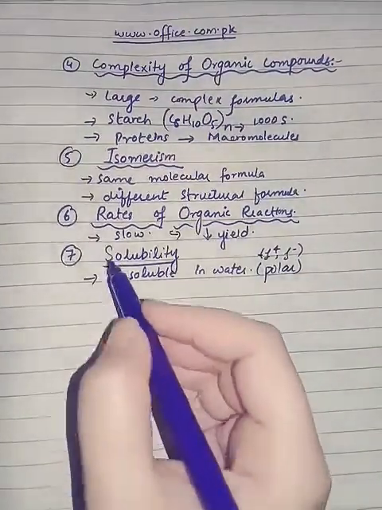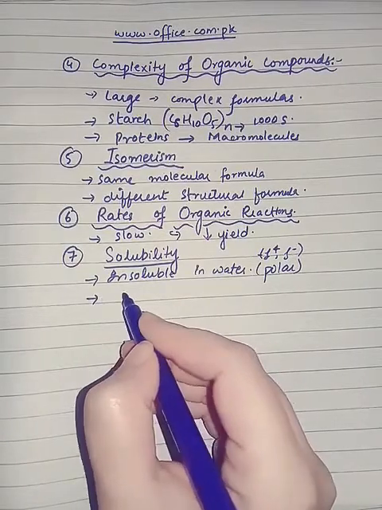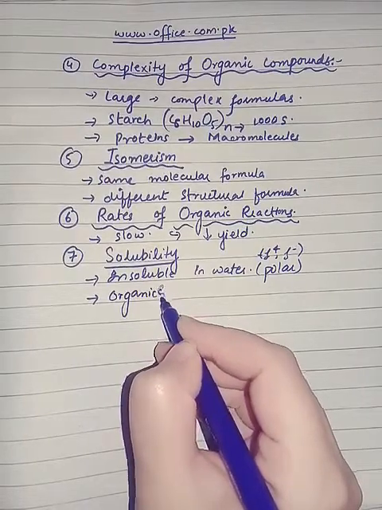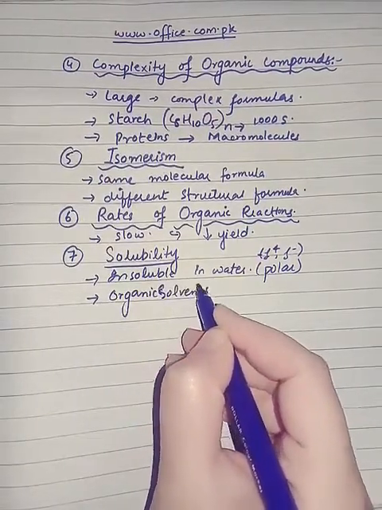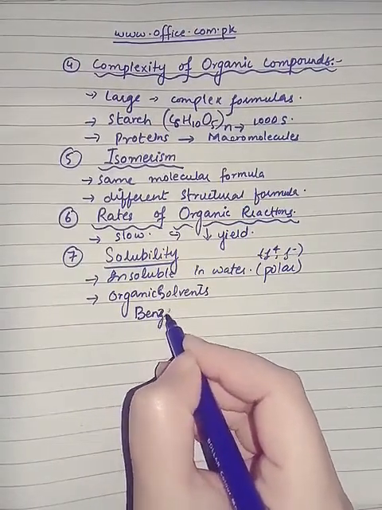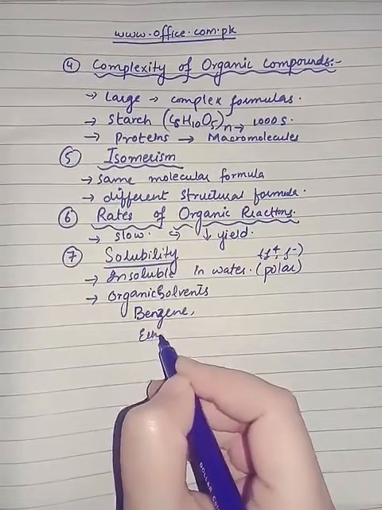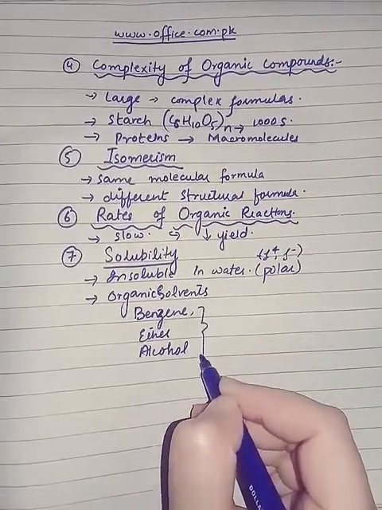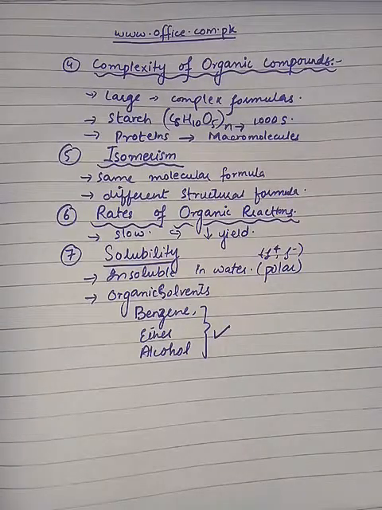they are insoluble in water, but they are soluble in organic solvents, the solvents of their own family, including benzene, ether and alcohol. So mostly these types of solvents are used when we need to dissolve some kind of organic compounds. So that was all about the basic features that are shared by all the organic compounds.